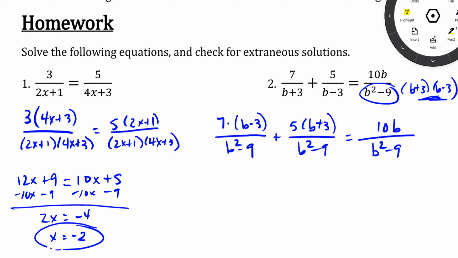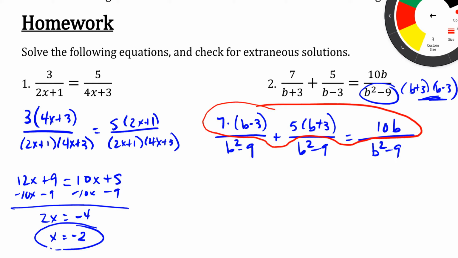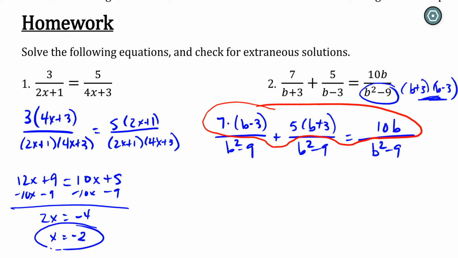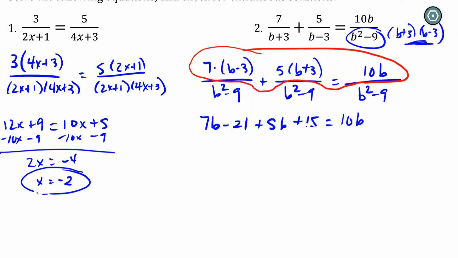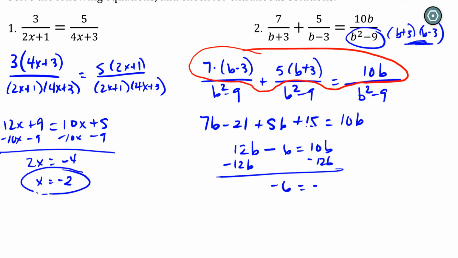Now, for those of you that are still kind of shaky on this, we're circling this part because that's exactly the equation I'm going to solve. So my equation winds up being 7b minus 21 plus 5b plus 15 equals 10b. Combine some like terms, I get 12b minus 6 equals 10b. Subtract 12b to the other side so the b's are together. And I have negative 6 equals negative 2b, or b equals 3.